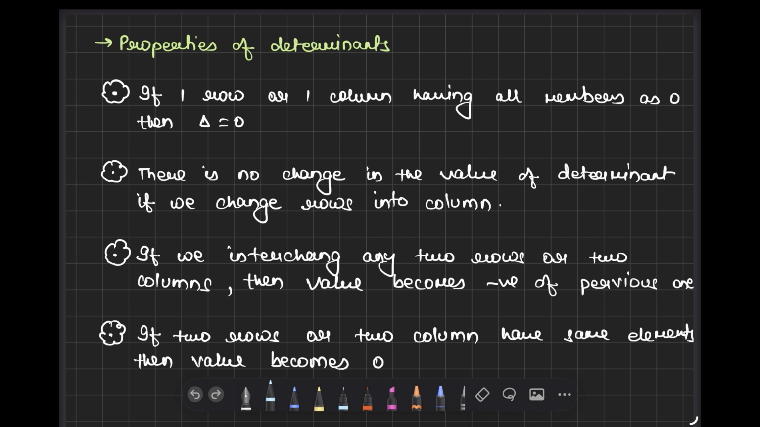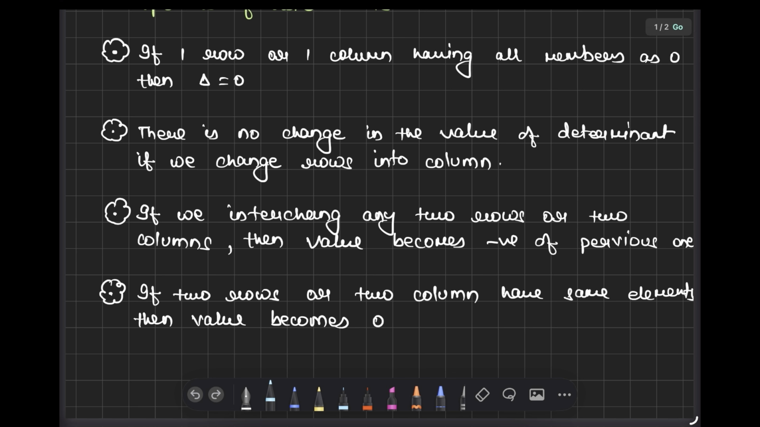Now suppose any two rows or two columns have the same elements, meaning 1 2 3 and 1 2 3 and anything else. So two columns have the same elements, which means its determinant value will become 0. Is that clear? Very good.